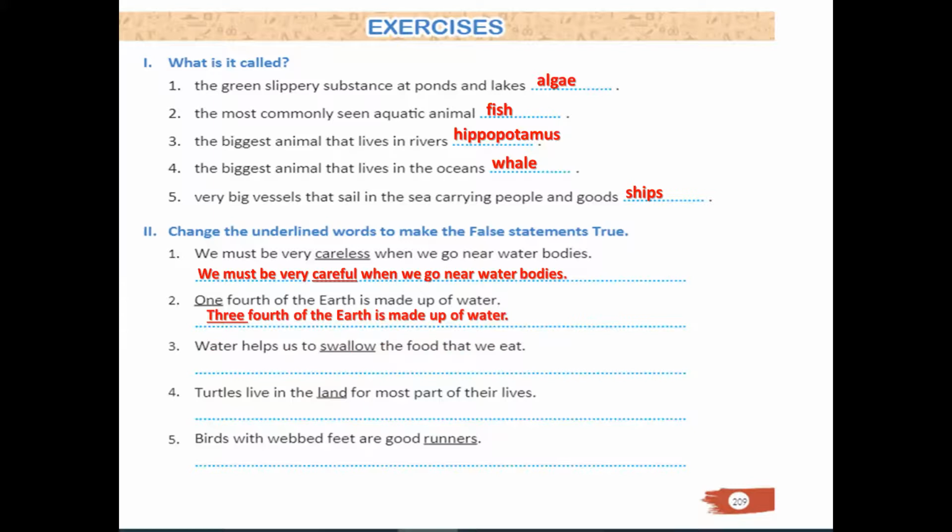Okay, water helps us to swallow the food that we eat. No, it helps in digestion. So water helps us to digest the food that we eat. Now, turtles live on land for most part of their lives. So what we learn is that the turtle is an aquatic animal. So it will be: turtles live in water for most part of their lives.